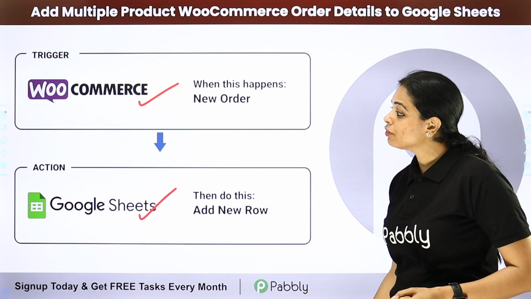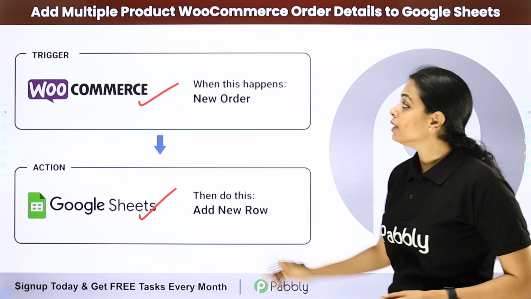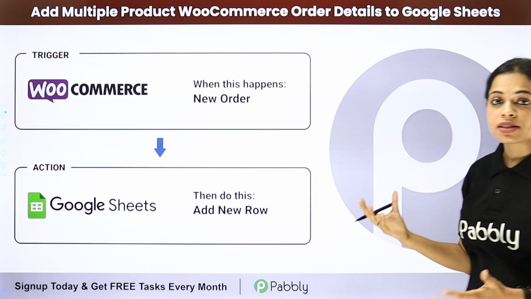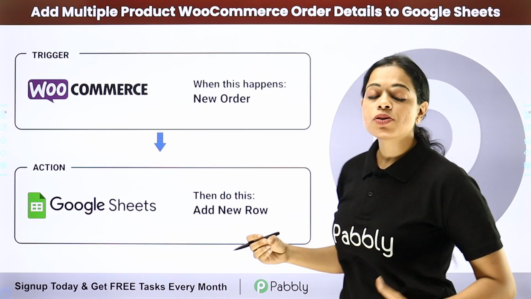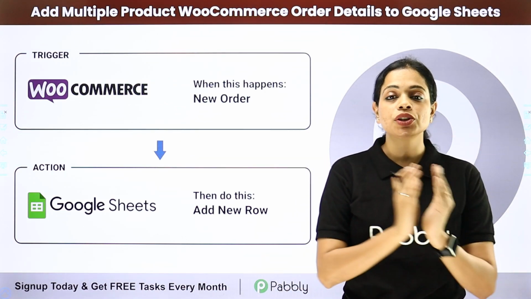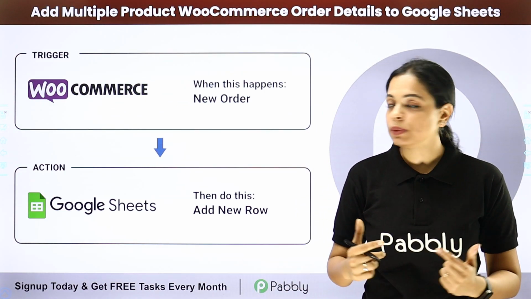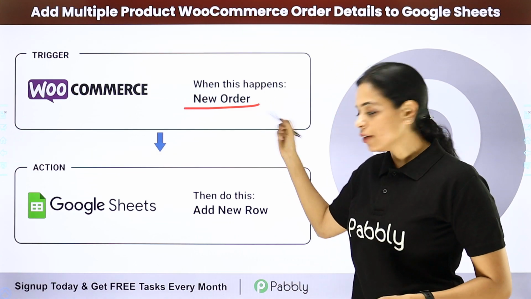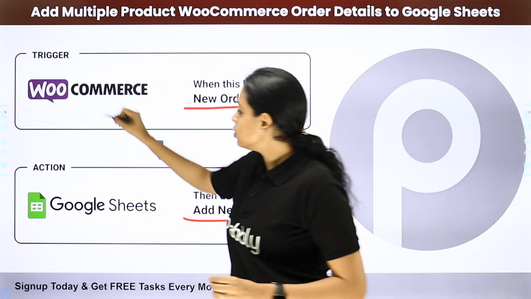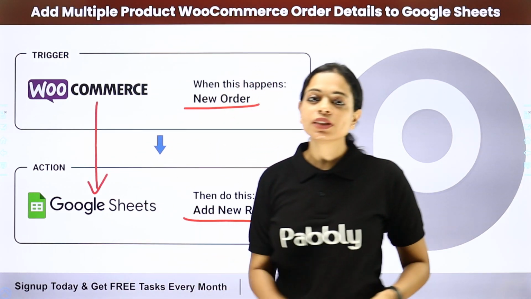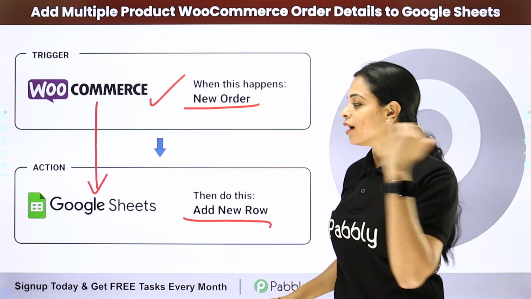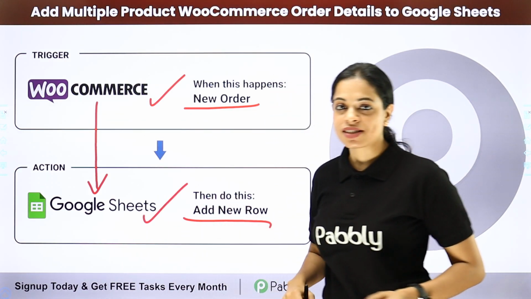The next one that we have is how to add multiple product WooCommerce order details to Google Sheets. So every time a person has ordered a lot of products, you want all the details to be captured in your Google Sheet. Now how can that be done? So new order received, automatically a new row is added in Google Sheet. Now this is a fantabulous automation. Again, you will be doing this with the help of Pabbly Connect. Your trigger application will be WooCommerce and your action application will be Google Sheets.